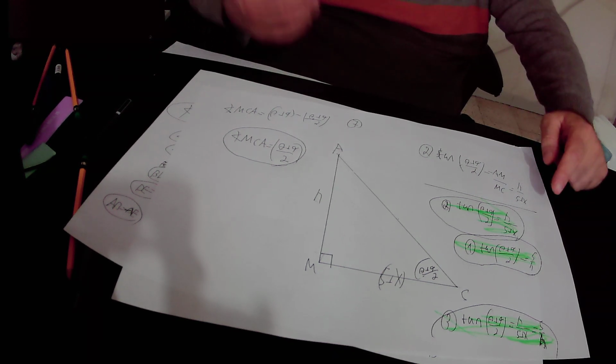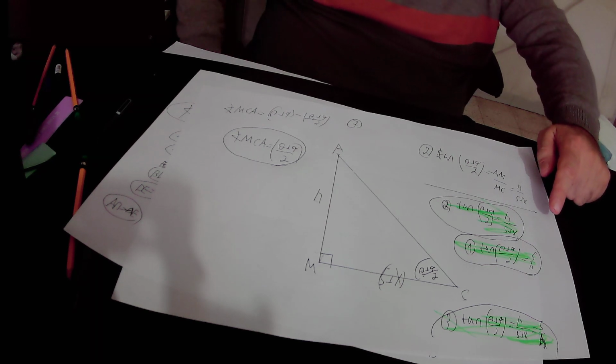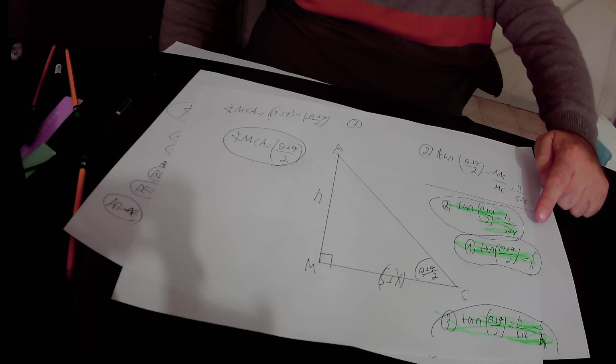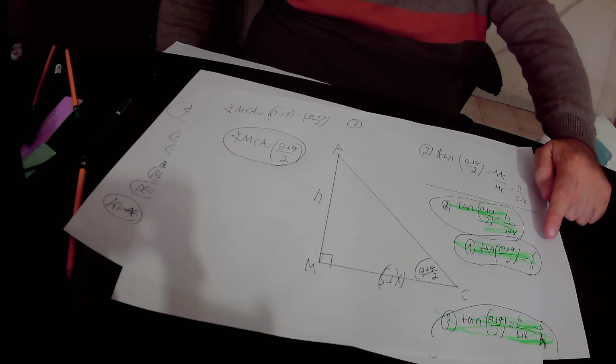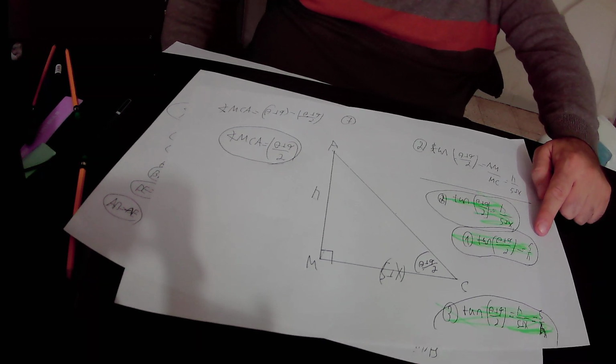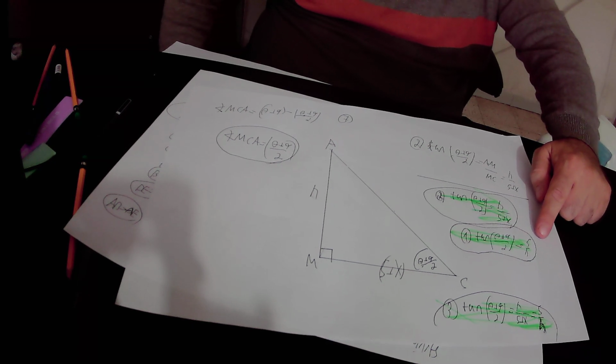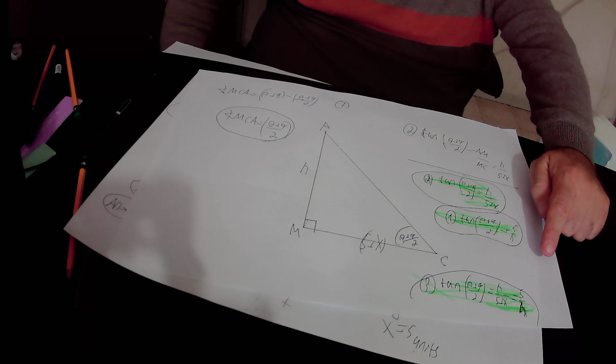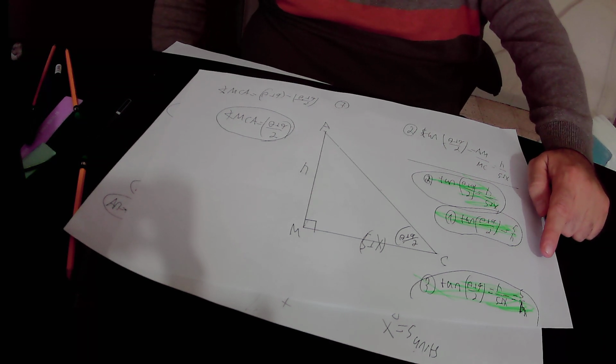So in conclusion, we found out that according to equation number 2, tangent (theta plus alpha) over 2 equals h over 5 plus x. And according to equation number 1, we have already found out that tangent (theta plus alpha) over 2 equals 5 over h. Then we created equation number 3, that is the combination of equation number 1 with equation number 2.